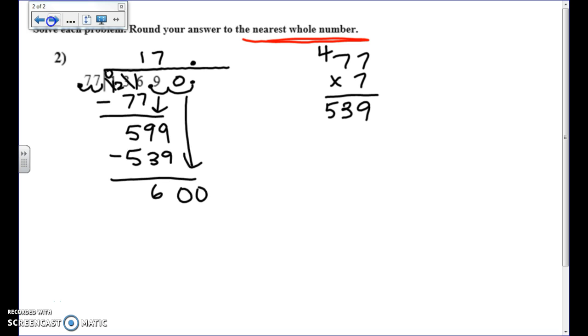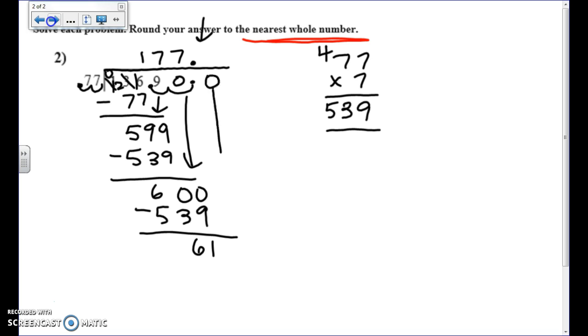And again, I think that we lucked out. I think that 77 is going to go into 600 7 times as well. If it only goes into 599 7 times, it'll probably go into 600 7 times as well. And I've already got that calculation over here, 539. That leaves me with 61. And I need to go one more decimal place because I need to know what this number is so I can decide if that 177 or 178 is going to be my closest whole number. So I'm going to add a 0 to bring down here past the decimal point.